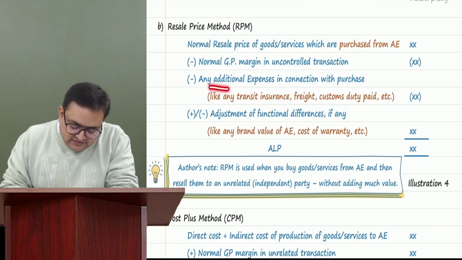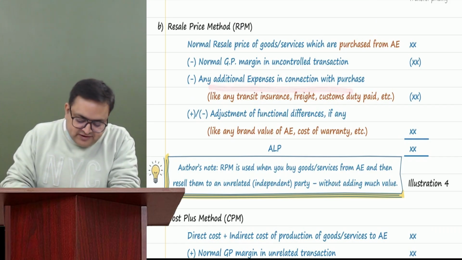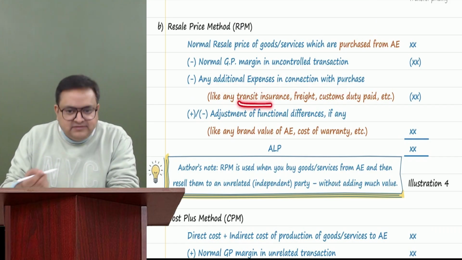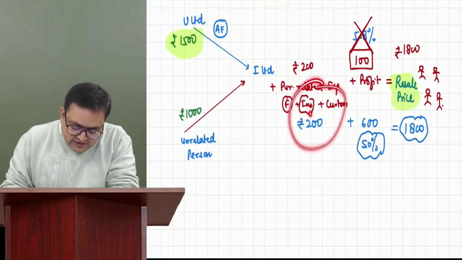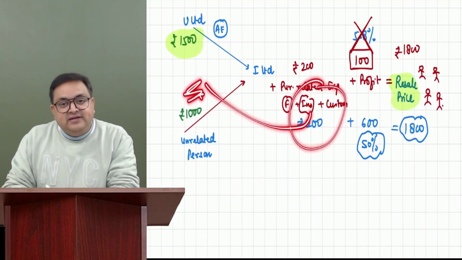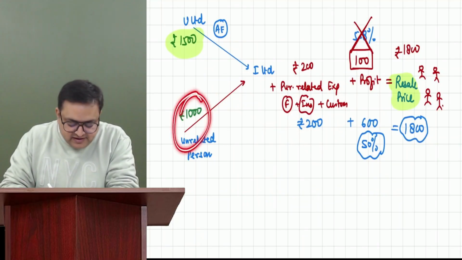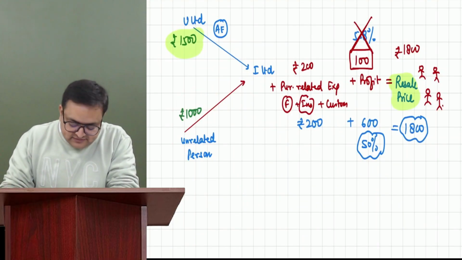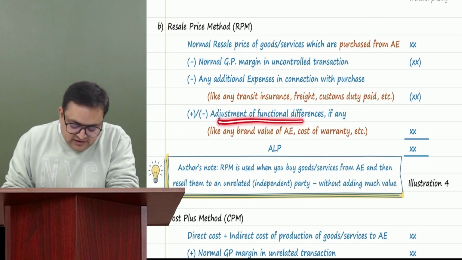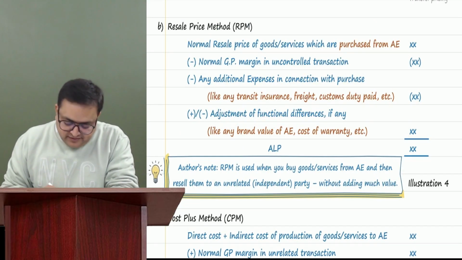Then any additional expenses in connection with purchase. Let's say, for example, you have some common expenses: transit insurance, freight, custom duty, etc. Please subtract this also so that you can get this amount. And if there is any functional differences, let's say, for example, it's a retail transaction, it is a bulk transaction, you know how to do it, right? So plus or minus any functional differences also you have to adjust, right?